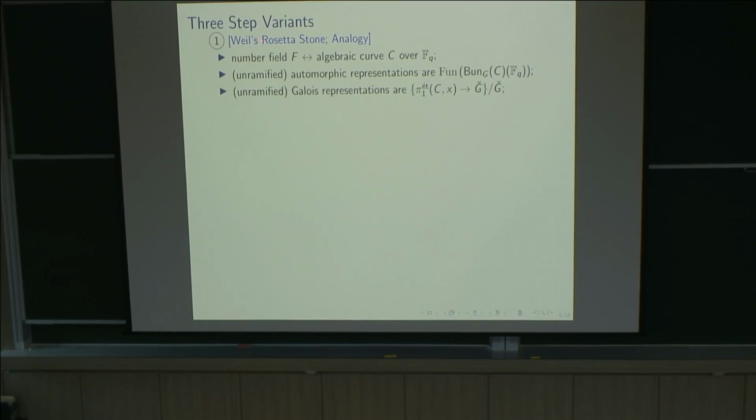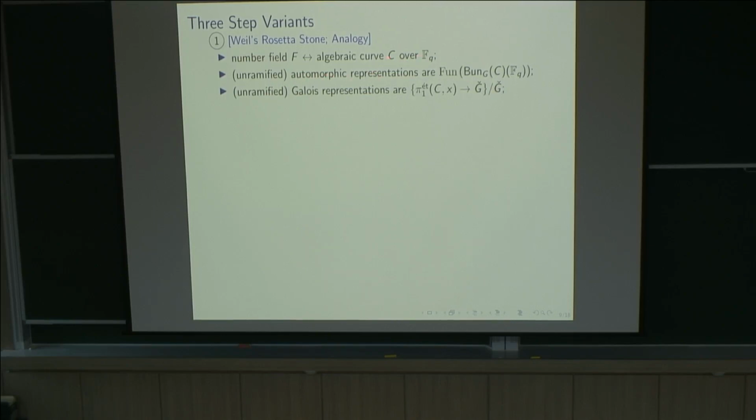So there is a famous analogy in mathematics, a Rosetta Stone, which is that a number field, a finite extension of the rational numbers, can be understood as an algebraic curve over a finite field. And I didn't actually define what an automorphic representation is. It would take a whole hour to define.